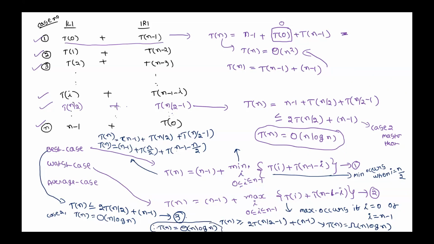Big O of n log n is correct. Big omega of n log n is correct. Theta of n log n is also correct. That means its order of growth in the best case is n log n. Is that clear? What is the reconciliation?